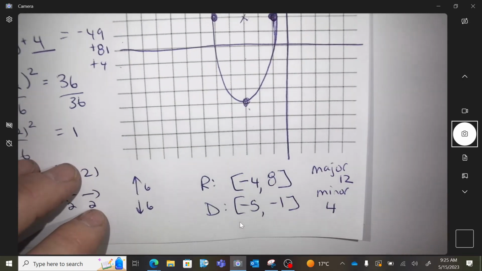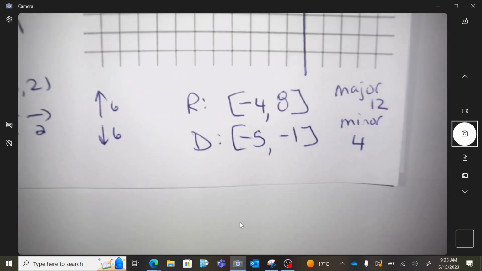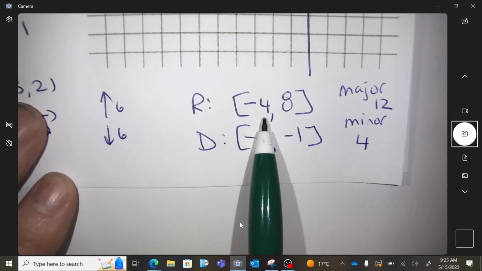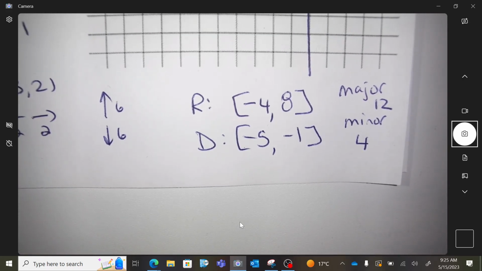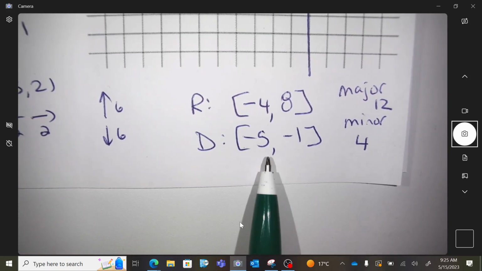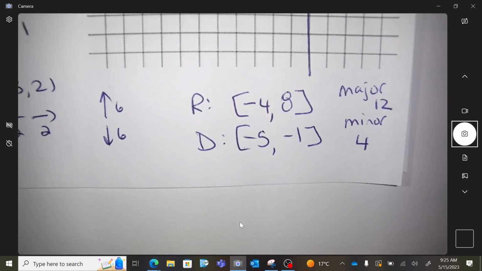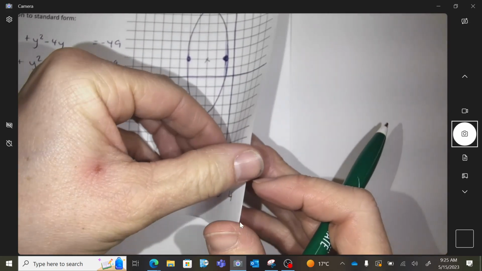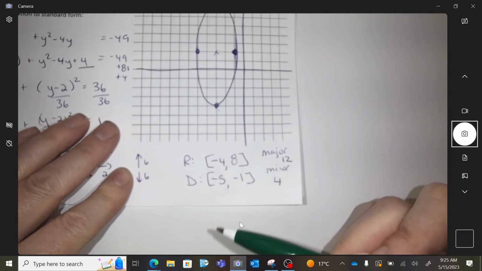Okay? You can also see in my domain and range, -4 to 8, that's 12 apart from each other. -5 to -1 is 4 apart. So all those things tie in. So be ready for those questions. Major, minor, axis, domain, range.